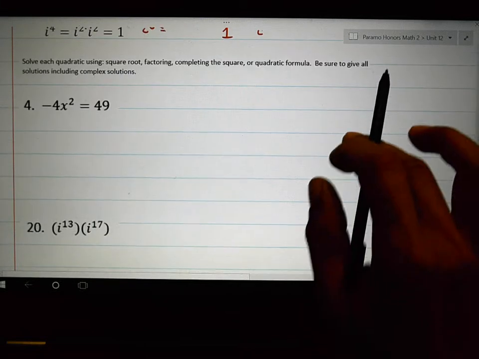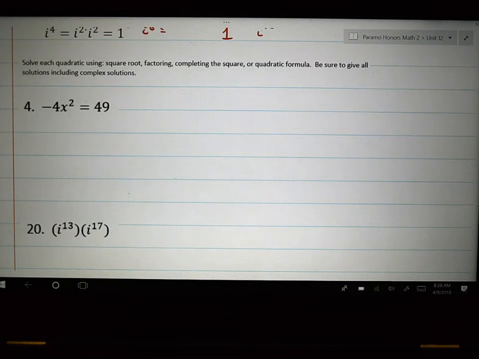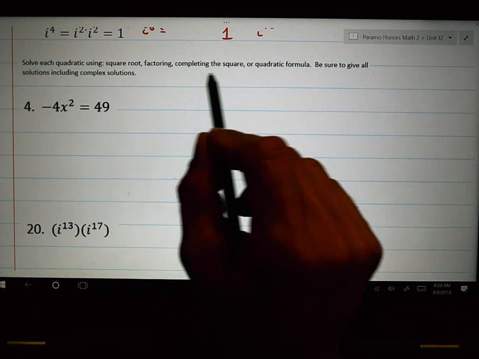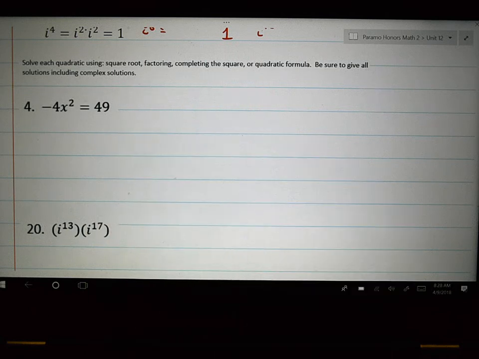If you would like to do these as the first questions in your homework, you're welcome to write them down. I'm going to do 2 examples for you. Number 4, solve each quadratic using square root, factoring, completing the square, or quadratic formula. Be sure to give all solutions, including complex solutions.